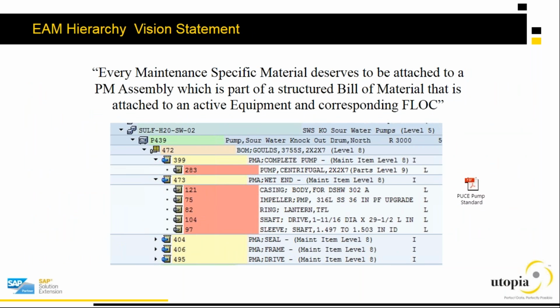Ultimately, right, this is what we want to get to. Utopia's vision statement, that EAM hierarchy, is that every maintenance-specific material deserves to be attached to a PM assembly, which is a part of a structured bill of materials that is attached to an active equipment and corresponding flock. This is the guiding principle for Utopia, and it's laid out here.